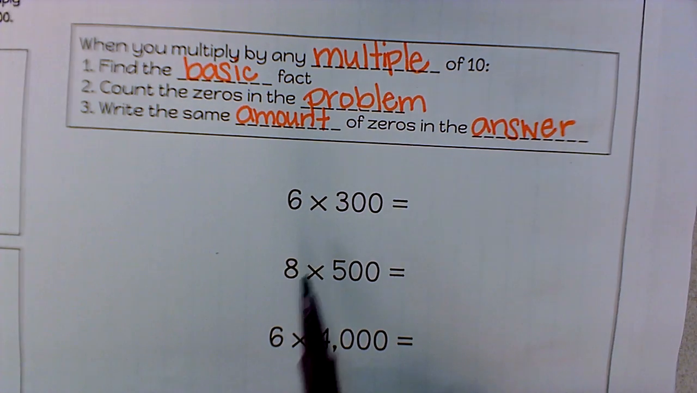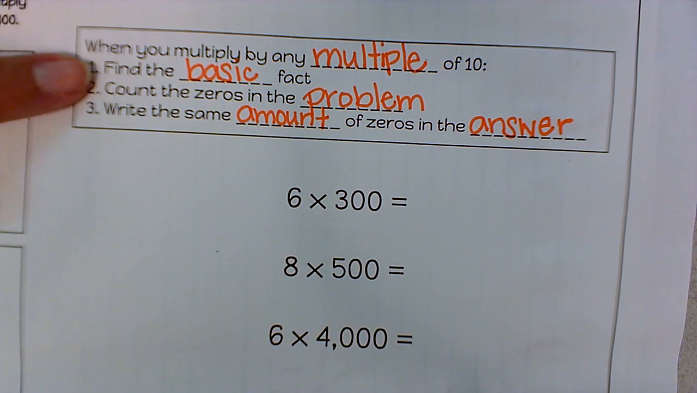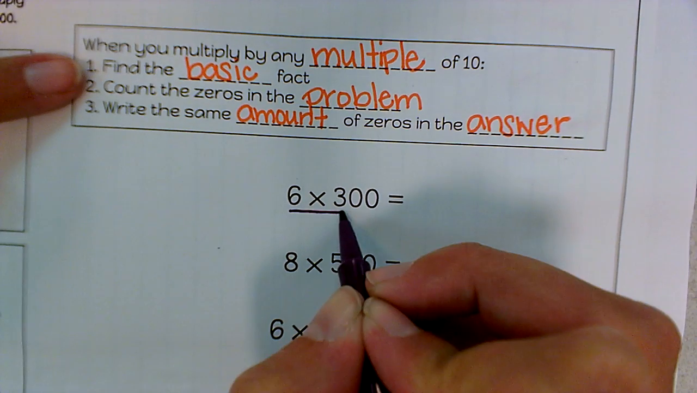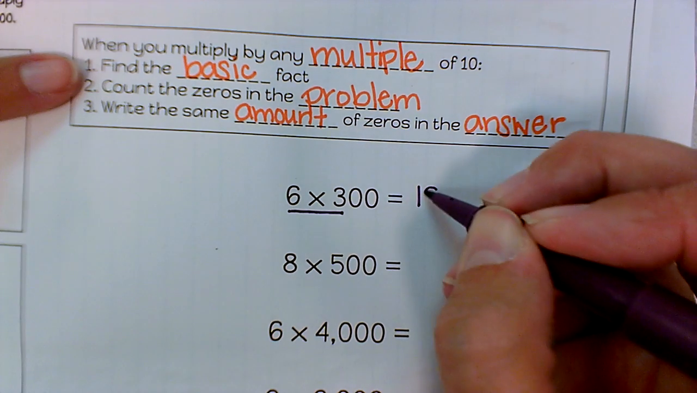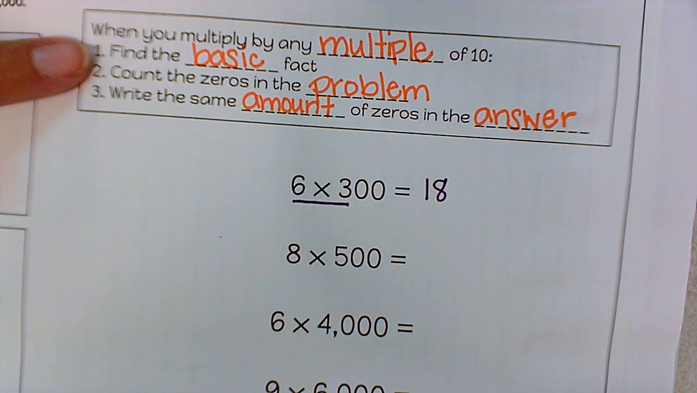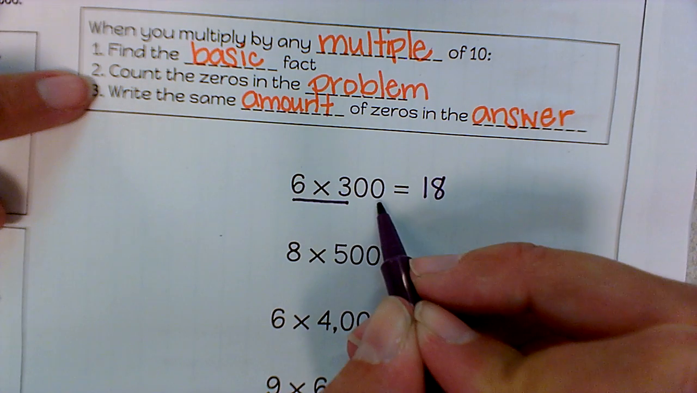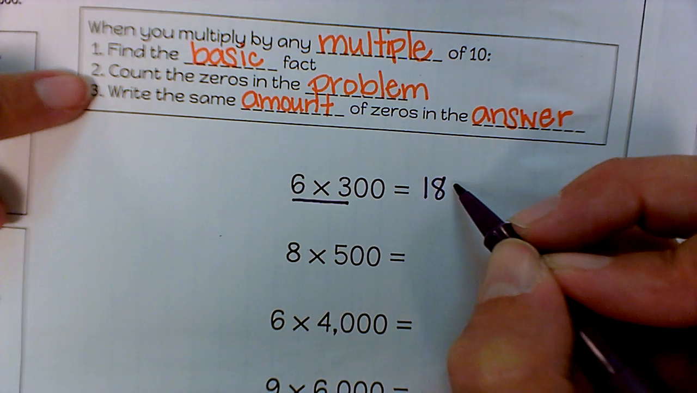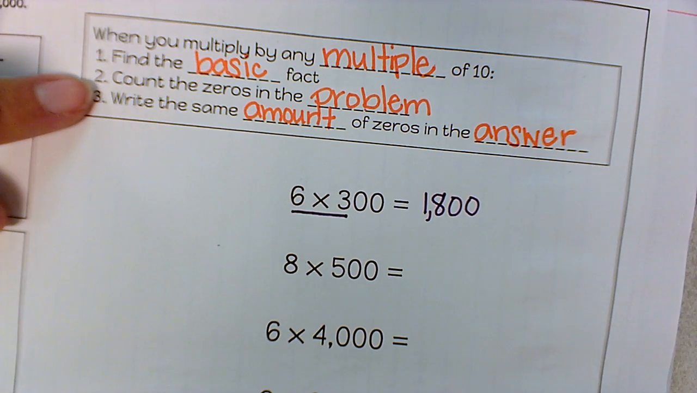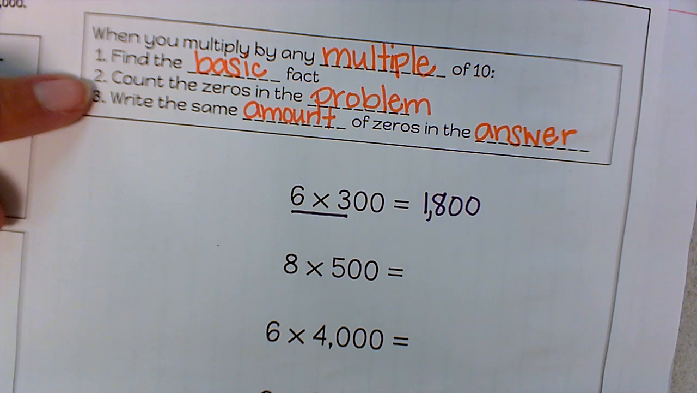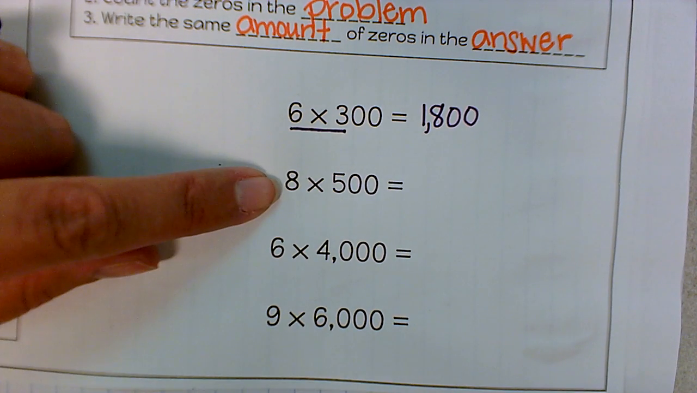Here's our steps again. So we have 6 times 300. All right, so my basic fact is my step 1. So I'm going to underline my basic fact. 6 times 3, and I know 6 times 3 equals 18. Now my next step is to count the zeros in the problem. There are 1, 2 zeros. So I write the same amount in my answer, 1, 2, and now I need a comma. 1,800.